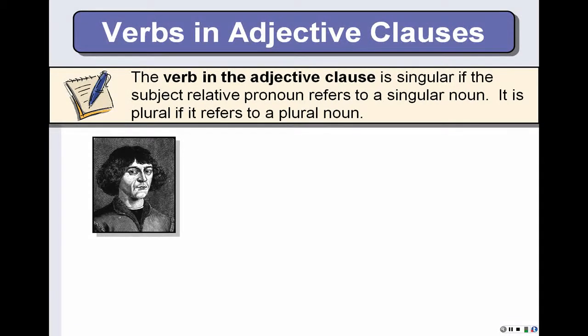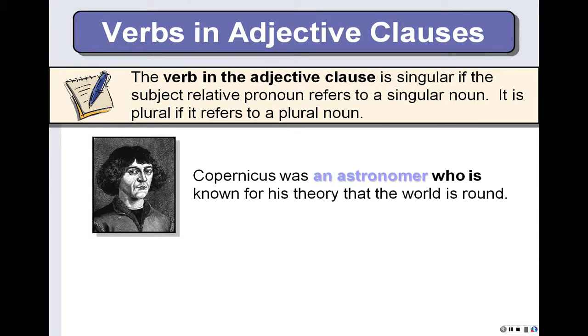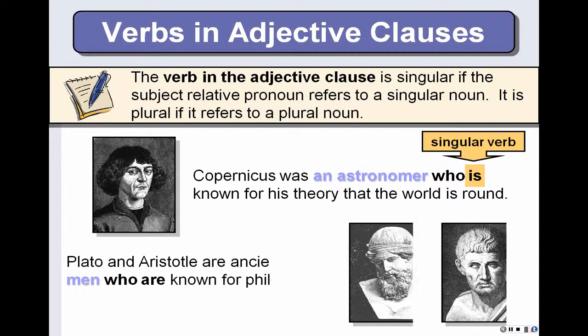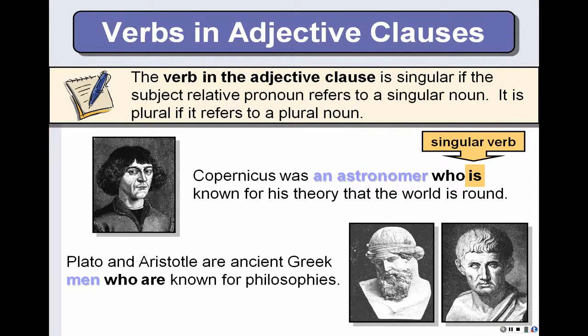The verb in the adjective clause is singular if the subject-relative pronoun refers to a singular noun. It is plural if it refers to a plural noun. So an astronomer is singular, so the verb after who is going to be singular. Men is plural, so the verb after who is going to be plural.